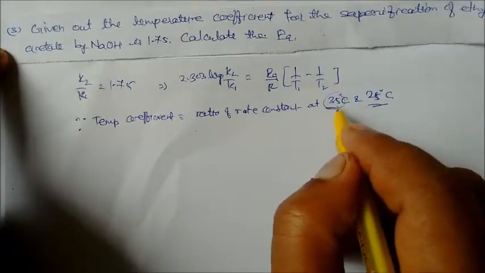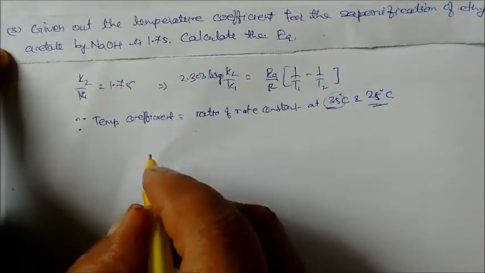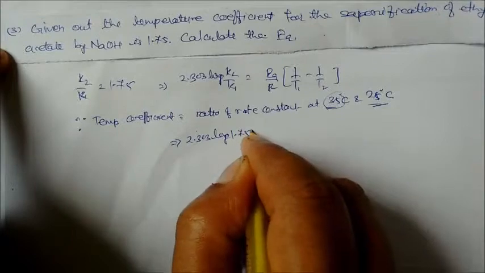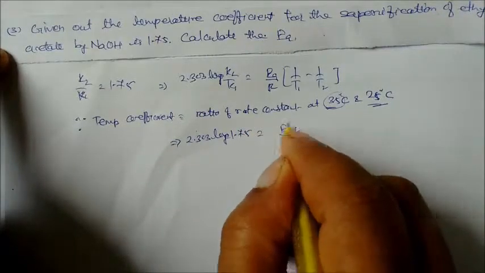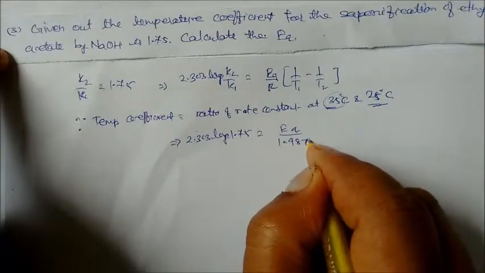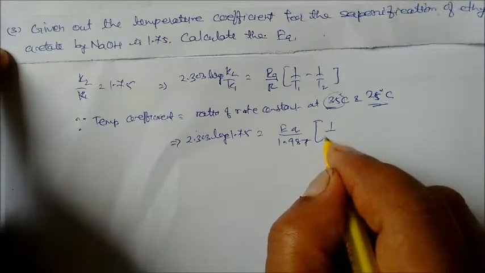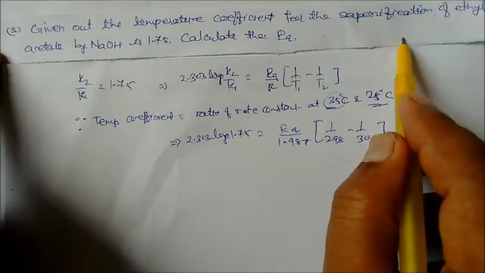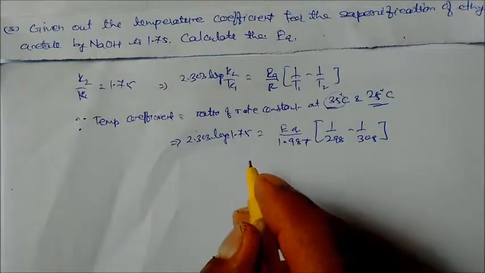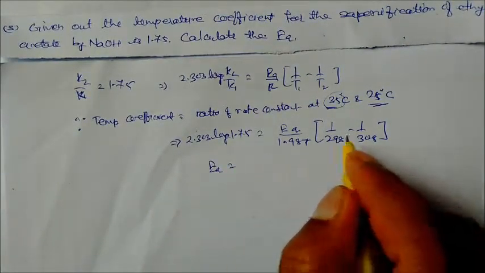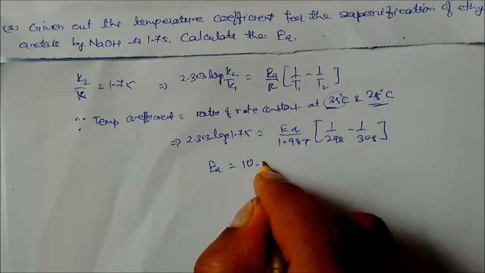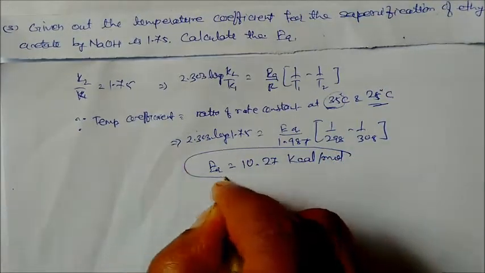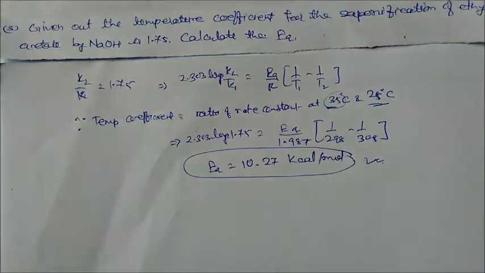So we know this temperature, that is T1 and T2. So we can put the values here. We can put 2.303 log of 1.75 equals EA, which we need to find out, divided by R, which is given here as 1.987, and the temperature again is 298 minus 308. So now we can solve this value. On solving you will get EA as 10.27 kilocalorie per mole. Mathematics, I hope that you know very well. So you will get this answer.